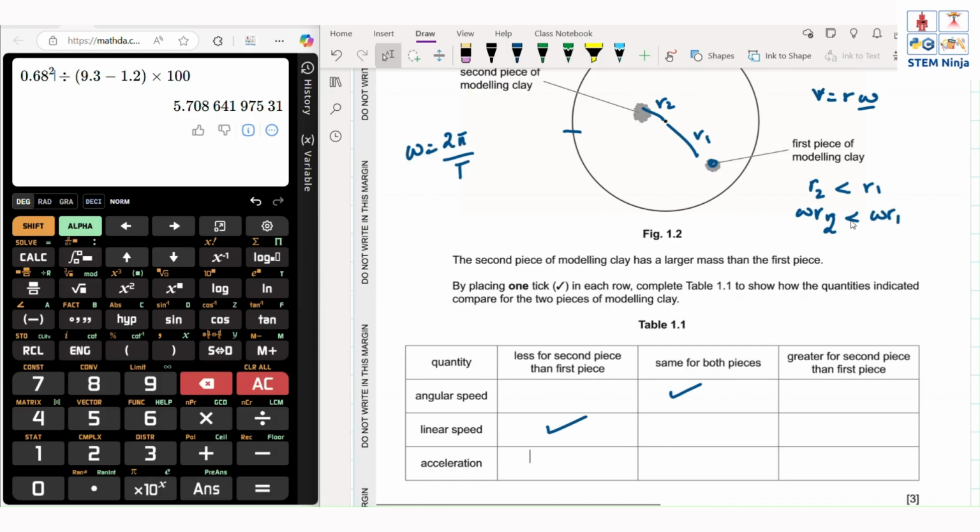Same way, acceleration. Acceleration can be found by v squared over r or r omega squared also. So even if we square this, you will have the same result. So acceleration is also less for the second object.